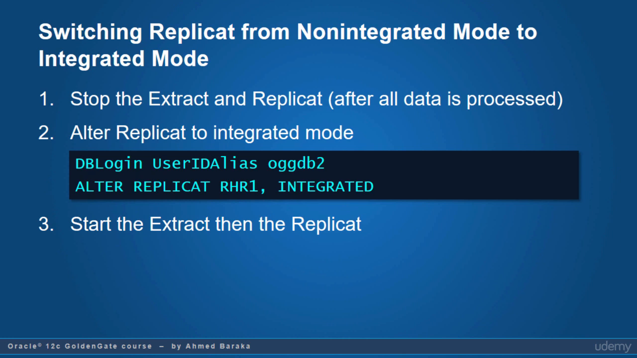To switch a replicat from the non-integrated mode to the integrated mode, you first stop the extract and the replicat. After that, you alter the replicat to the integrated mode. Finally, you just start the extract, then the replicat.